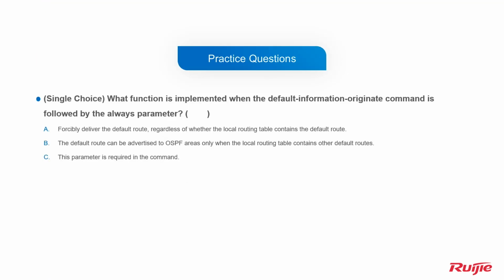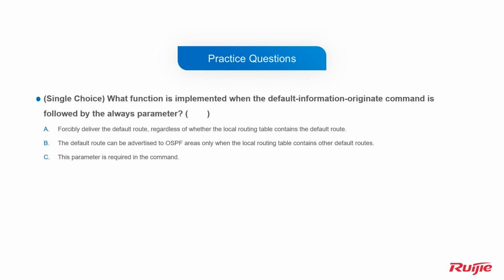Okay, next practice question is a single choice. What function is implemented when the default-information originate command is followed by the always parameter? So we know the always parameter is to deliver the default information whether in the local we have or we don't have the default route, right?